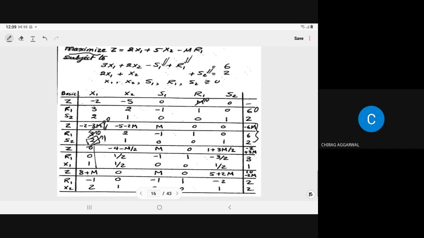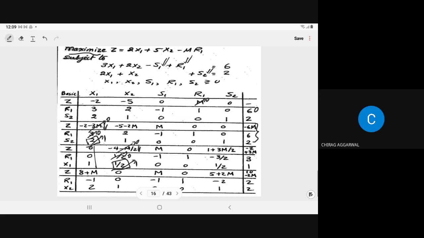Then again we check the most negative. So this is the most negative, so this will enter. Then we take the ratio 3/(1/2), 1/(1/2). So this is your minimum ratio, so this is the pivot element. For the pivot element, you have to make 1, so multiply by 2. Then you have to make it 0 by the proper Gauss-Jordan row operation. So here we have this.